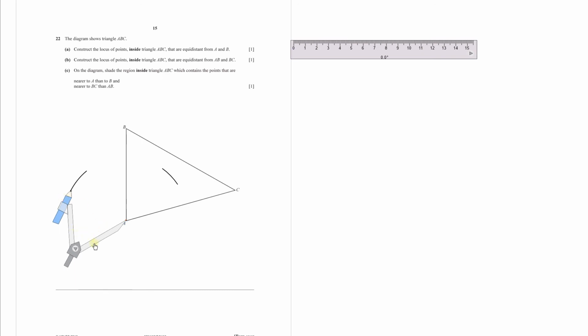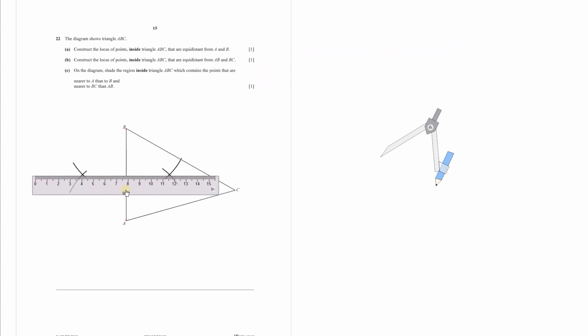And then without changing the width of the compass, I'll place it on the other point at B, and then I'll draw another arc here and then another arc on the other side here. So if I connect these 2 points, I will get the perpendicular bisector of line AB. So I'll use my ruler for that. And so this will connect these 2 points.